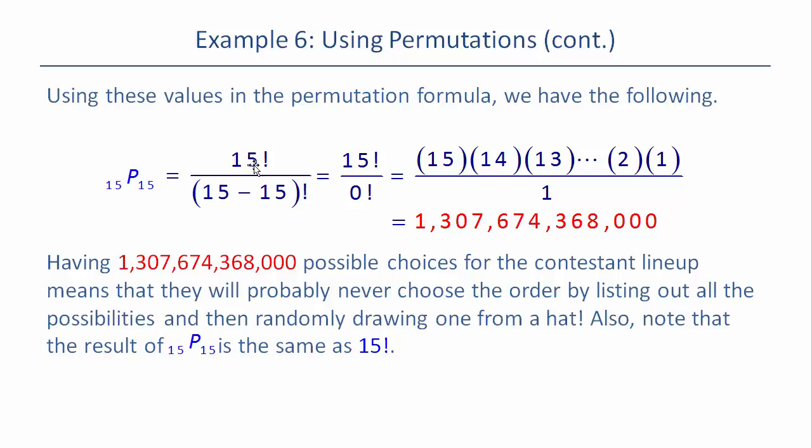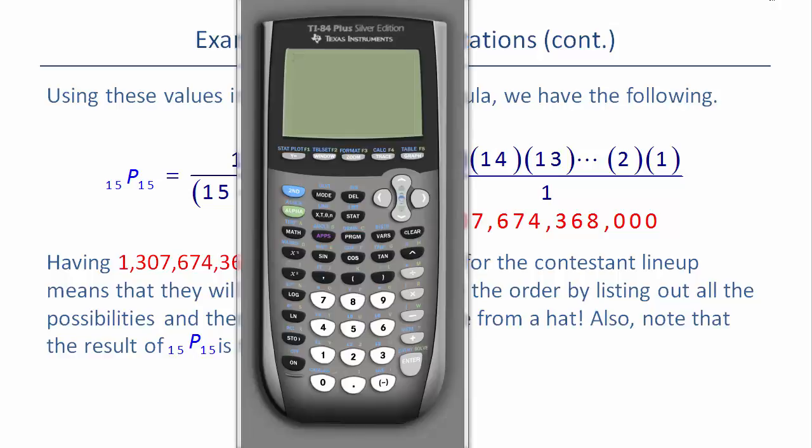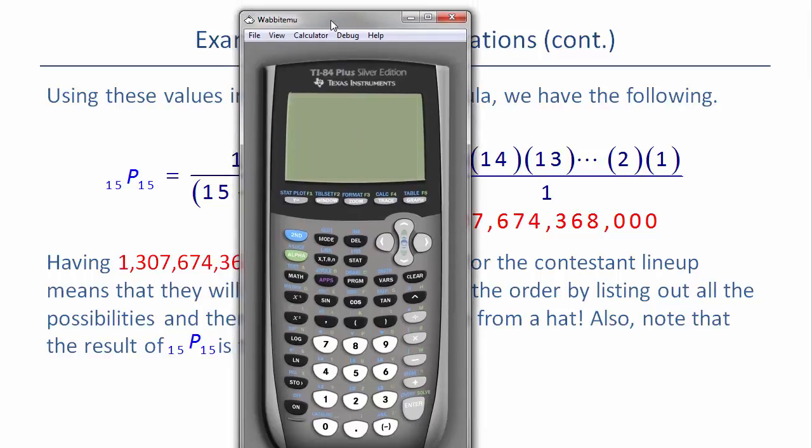Most calculators can do permutations and combinations if they're the fancier scientific calculators or graphing calculators. One such calculator is the Texas Instruments ones. If you own one, great. If you don't, there are free emulators out there. This is the Wabbit EMU. I'll pull it down so you can see it. You can go online and download it.